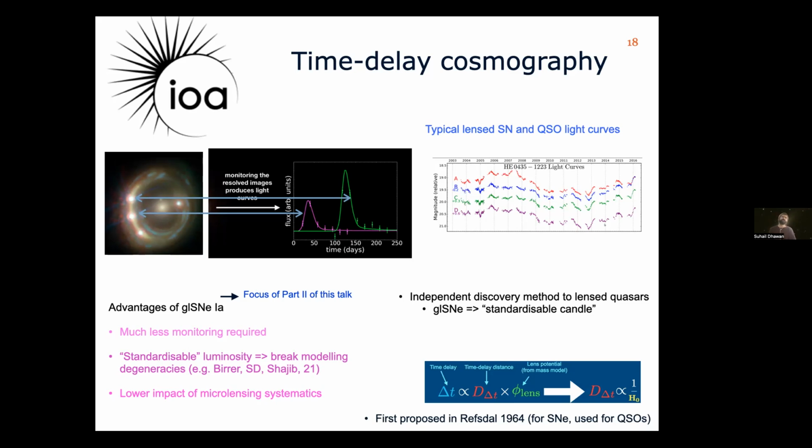Also, because they have well understood SEDs and light curve models, and we have seen with simulations, they have a much lower impact of microlensing systematics, which is really important, again, when we want to use a small sample of lens supernovae to try and get to a precision estimate in H0.